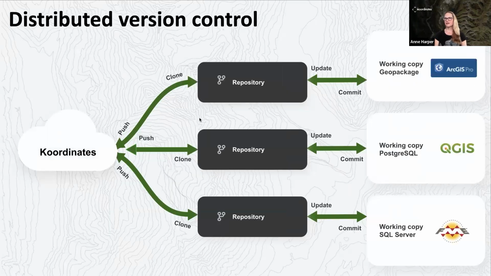Now here's distributed version control. This is where Cart and Git come into it. You can clone down a repository onto your local machine and then work on it in your working copy. That might be FME, QGIS, ArcGIS. Then when you've made your changes, you can commit those changes to your local repository and keep your local copy up to date. When you're happy with it, you can push it back up to your Coordinates cloud.